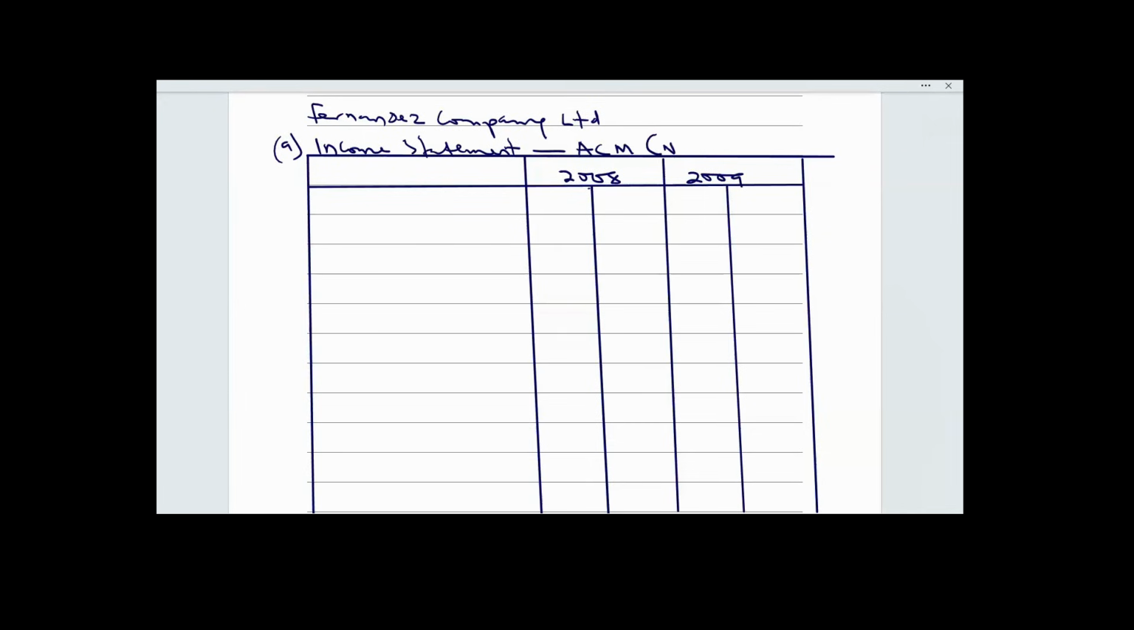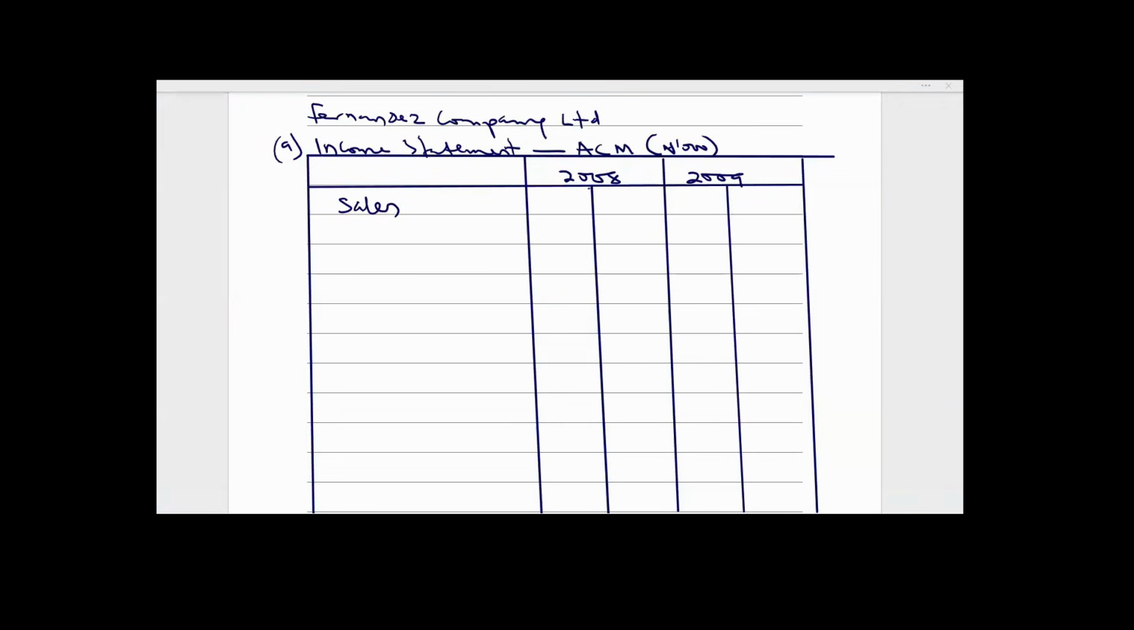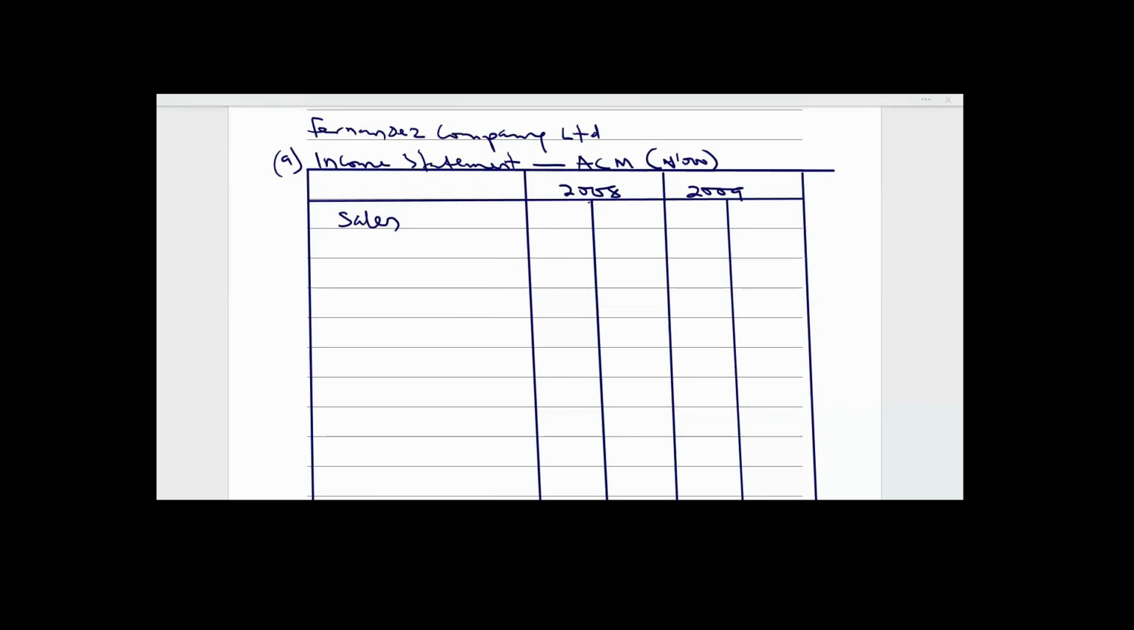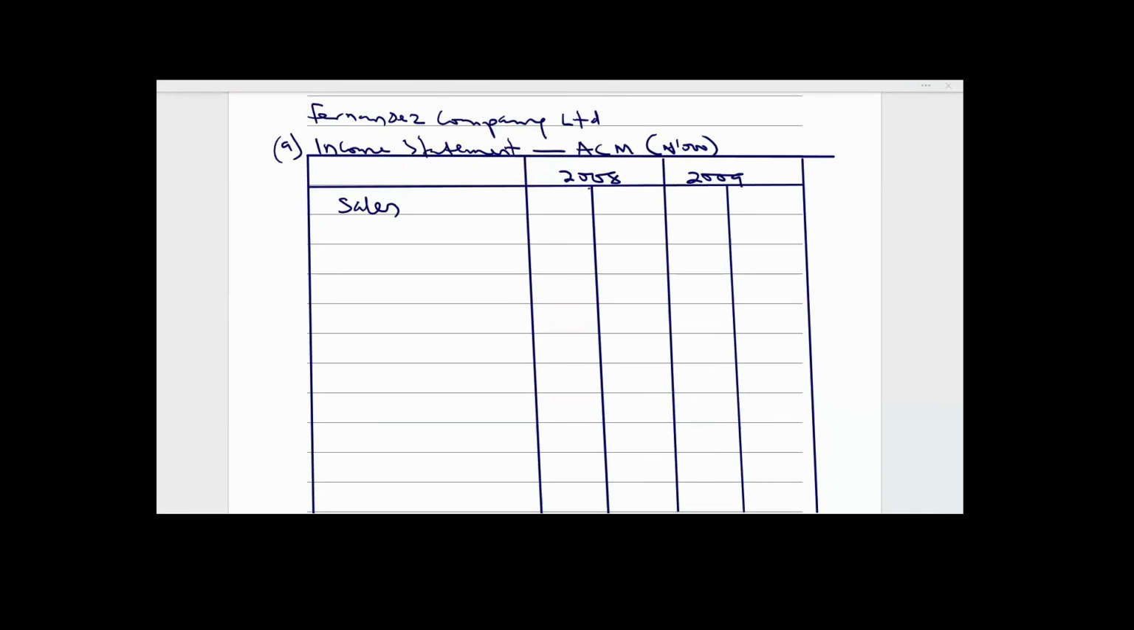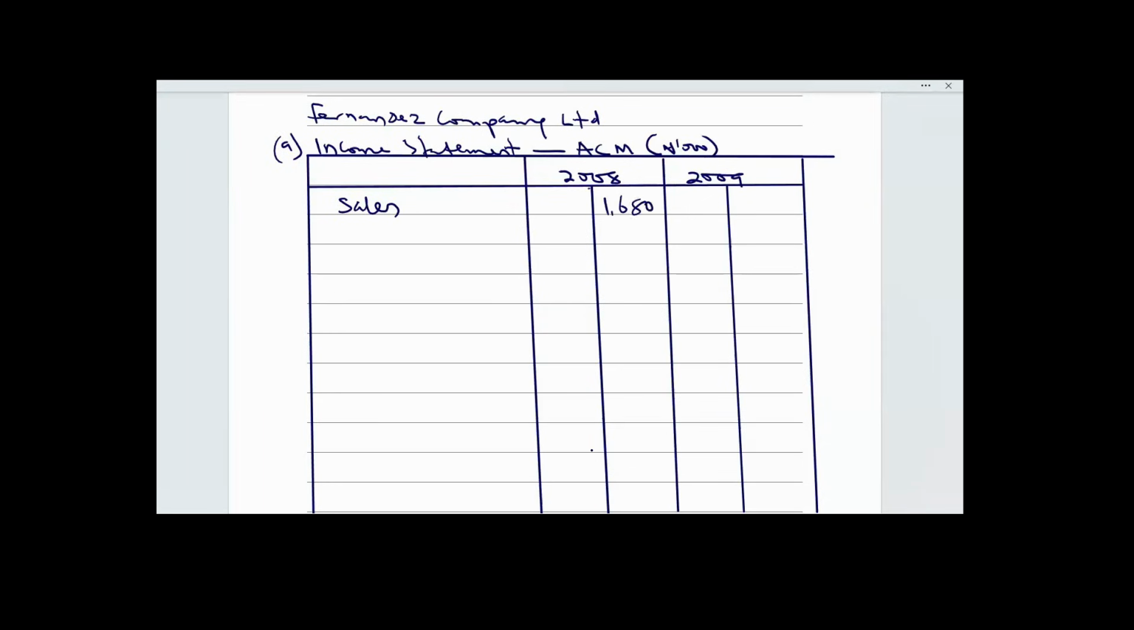Our figures, we restrict to thousands. This will save time. The first item will be sales value. According to the question, in 2008 the units sold was 160,000, and the selling price per unit is 10 naira 50 kobo. Therefore 160 multiplied by 10.5 gives us 1,680. Our figures are in thousands.